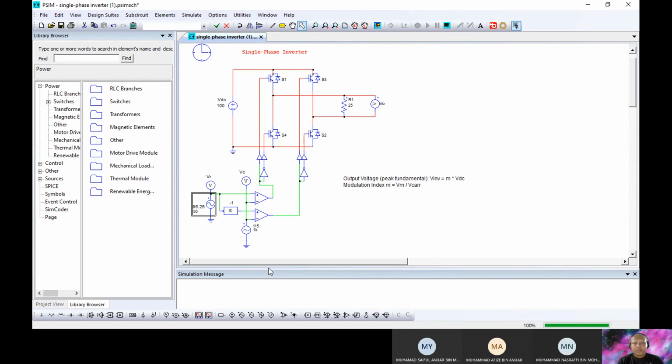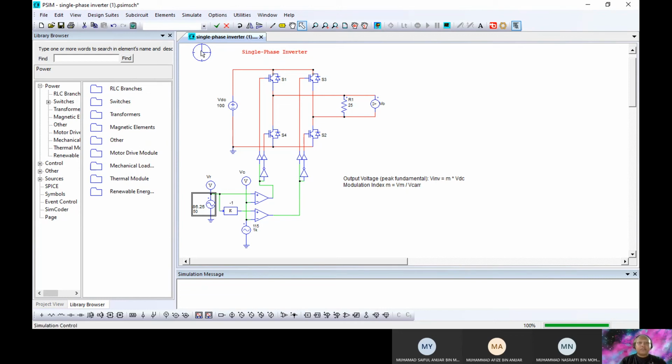The type of carrier signal is unipolar, which generates a W-shaped triangular wave, and the amplitude is 150% of the DC supply. The switching frequency needs to be set to 1 kilohertz. The modulation index is given as 0.75. And the switching rules are: when VR is more than VC, the PWM is set to 1, and when VR is less than VC, the PWM is switched to 0. As you can see, this is the circuit that we have constructed.